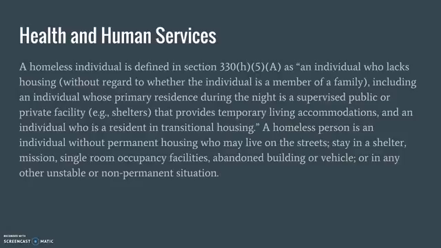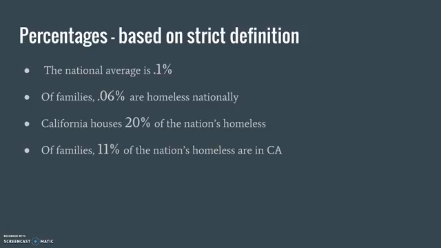A homeless person is an individual without permanent housing who may live on the streets, stay in a shelter, mission, single-room occupancy facilities, perhaps like a motel, abandoned building or vehicle, or in any other unstable or non-permanent situation. Even considering the definition there, there's other departments within the United States government that have different and possibly more stringent definitions of what being homeless is. So even within different federal departments, there's no consensus on what being homeless is.